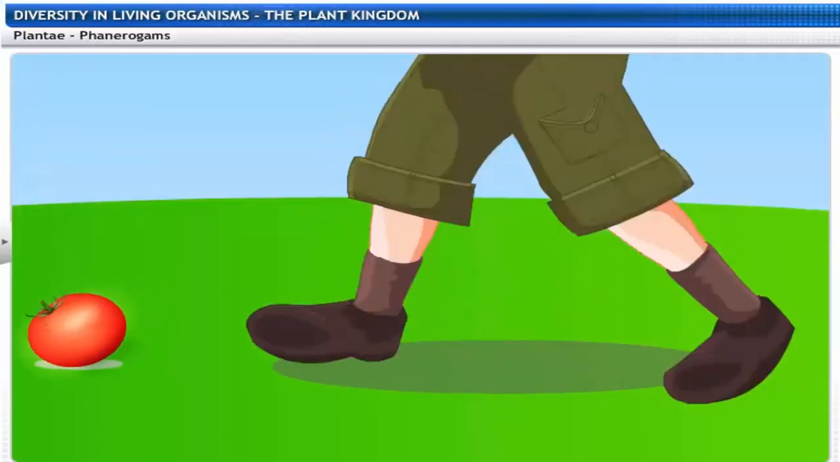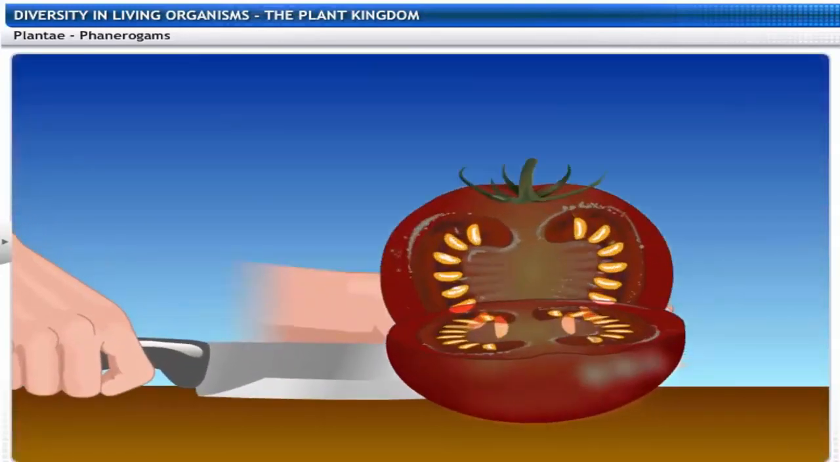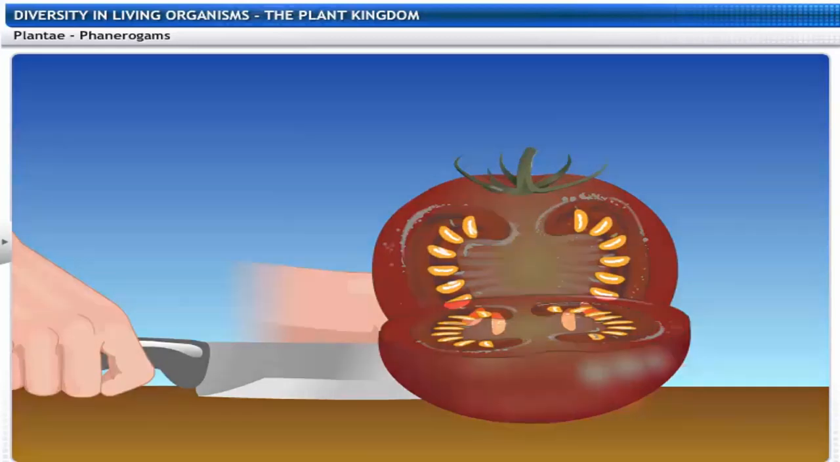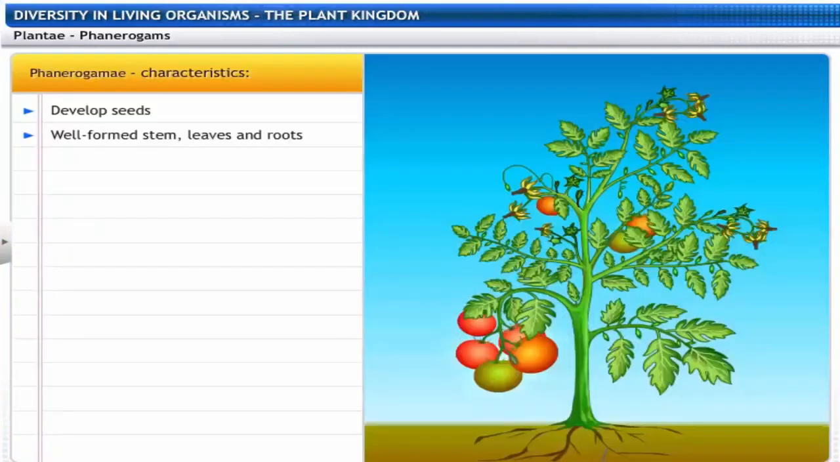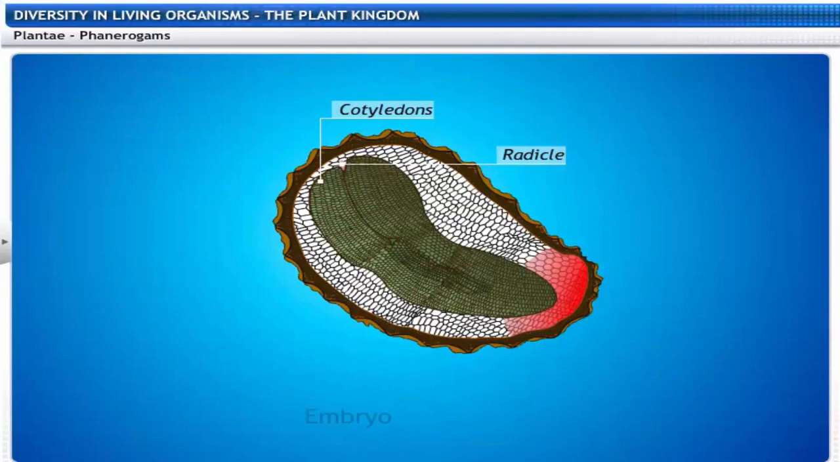What's that? A ripe tomato? Tomatoes have a lot of seeds inside them. Seeds are the result of the reproductive process. This makes the tomato a phanerogam. All plants that develop seeds and have well-formed stem, leaves and roots belong to the subkingdom Phanerogamae. Phanerogams contain embryo along with stored food that helps the embryo to germinate.